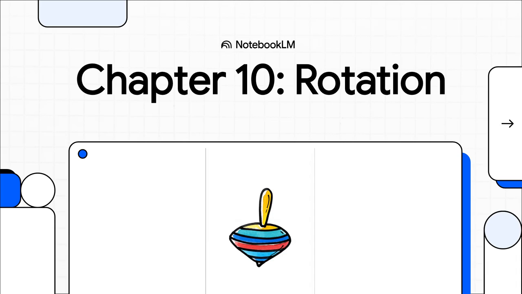All right, so far in our journey, we've gotten really good at talking about how things move from point A to point B. Translational motion. But if you look around, the universe doesn't just move in straight lines, it spins. So today, we're diving headfirst into the incredible mechanics of rotation.